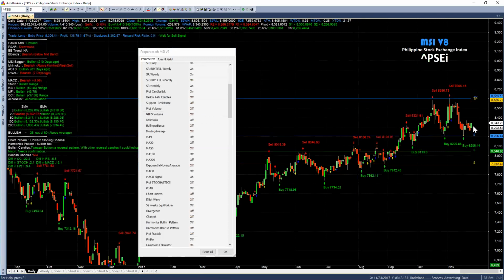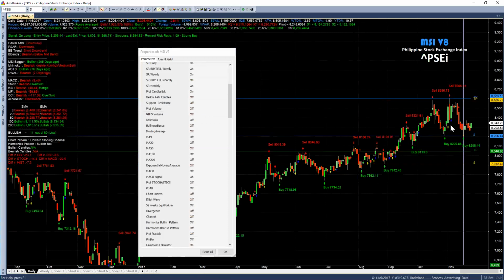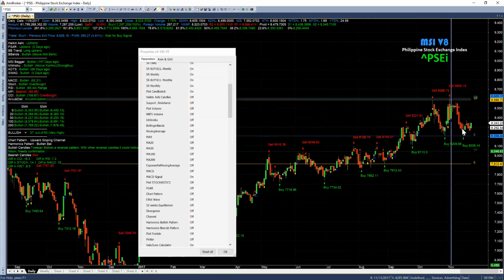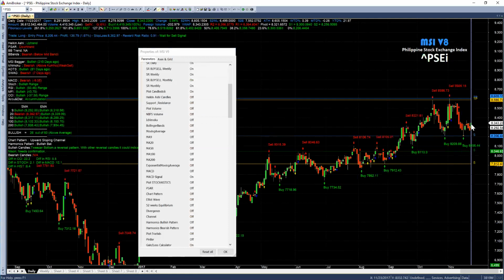So kung mapapansin nyo rin, importante na yung position ng cursor nyo, ito, is nasa tamang candle. Kasi nag-iiba yung analysis based on the candles, kung nasaan yung cursor. So you wouldn't want the cursor to be here kasi nabablock niya yung candles nyo. So you can click outside the candlestick or beside the candlestick. It will give you the last analysis of this trading day or this candle.